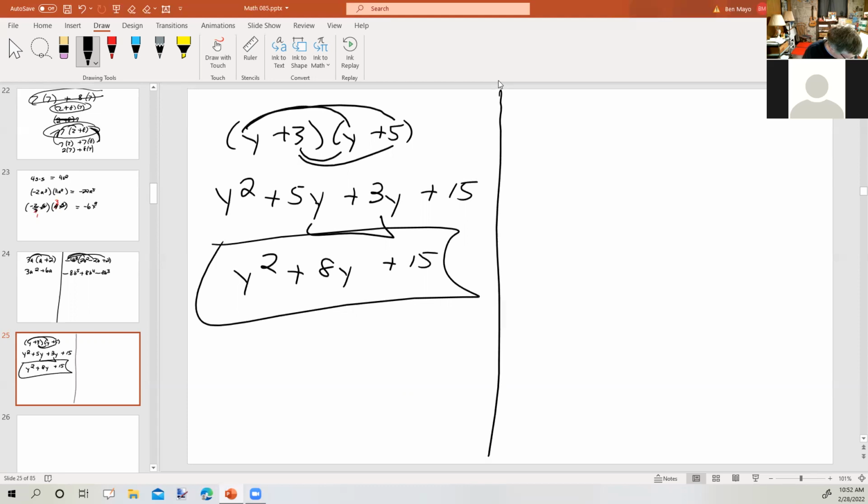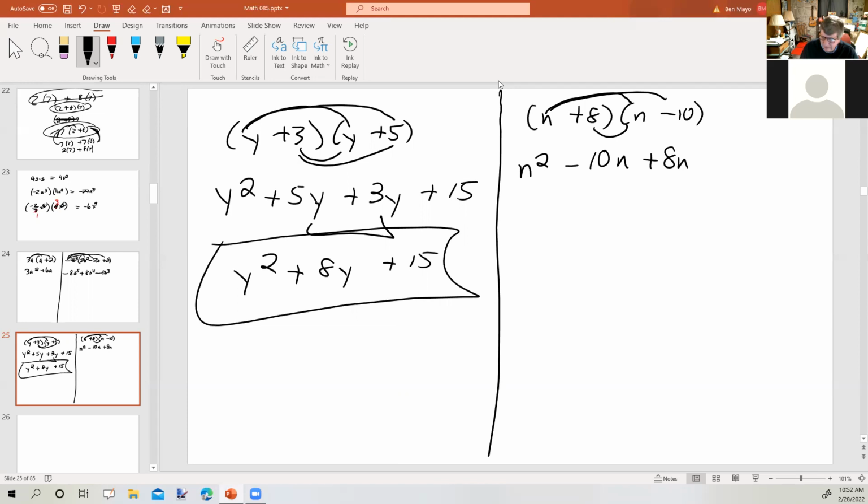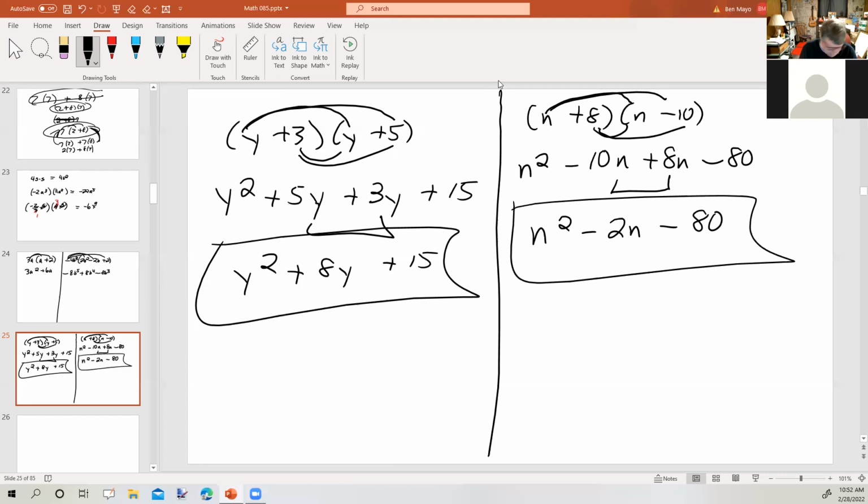All righty. Let's take n plus 8 times n minus 10. N times n is n squared. N times minus 10 is minus 10n. 8 times n is 8n. And 8 times minus 10 is minus 80. Combining like terms, n squared minus 2n minus 80. And there's our final trinomial answer.